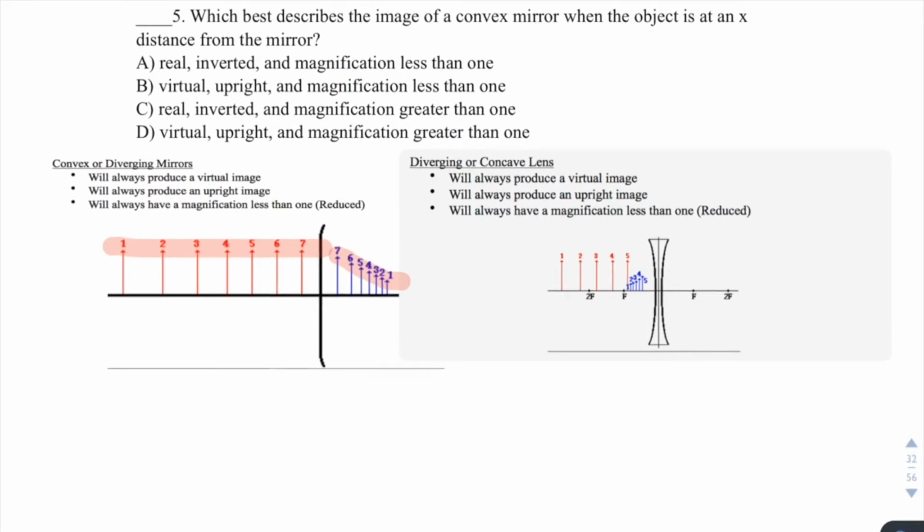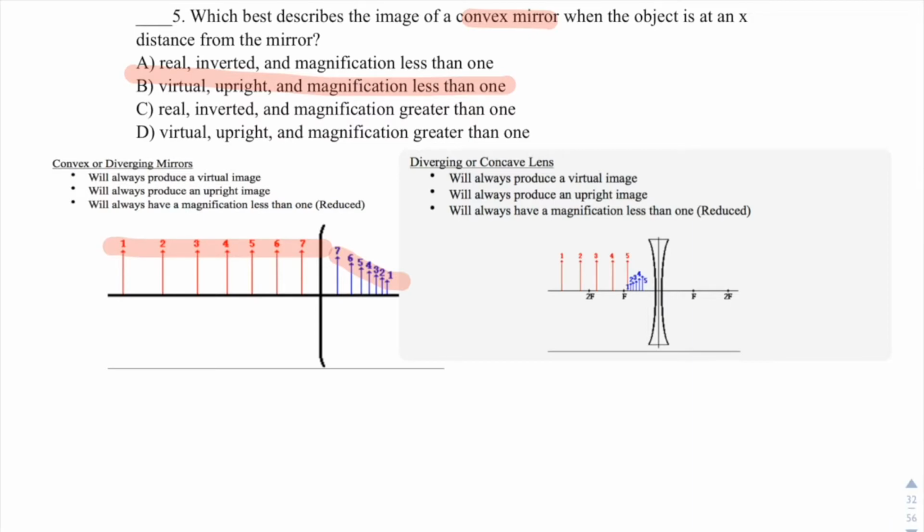But when you get a conceptual question like this, asking what describes the image of a convex mirror when an object is x distance away from the mirror, it doesn't need to tell you the distance or whether it's on the focal length or on the opposite end of the focal length, because it will always create a virtual, upright image with magnification less than 1.